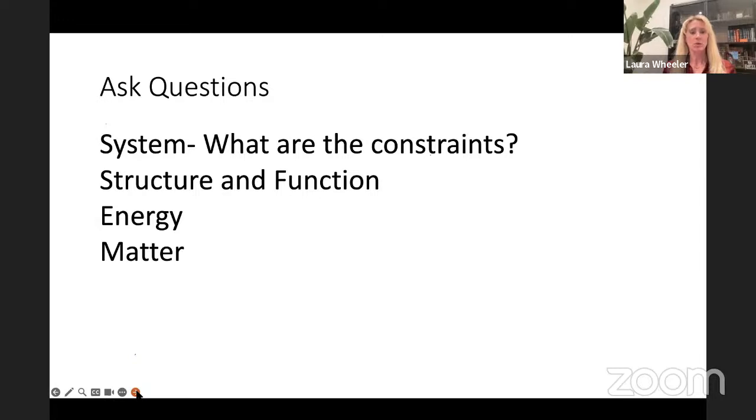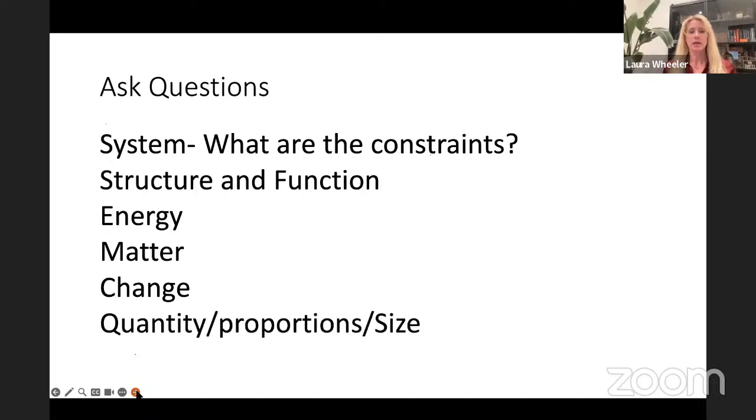We might also ask questions about the energy requirements or the power requirements. We can ask questions about the matter or the material that is expected, or changes that we need to have happen in the system. Again, we can ask questions like, what should the quantity be? How many gears do we need? What are the size constraints? And so in your course, when you are designing your spur gear, these are all relevant questions that you will need to ask as potential constraints in your system.